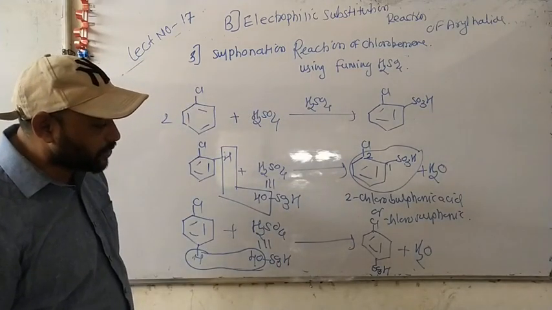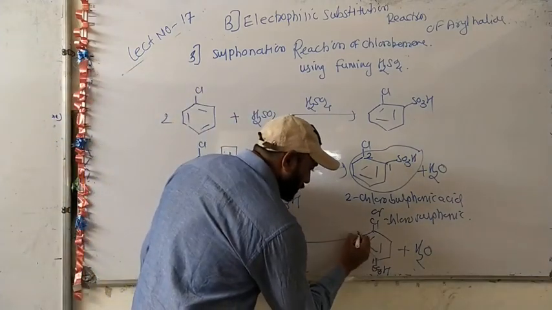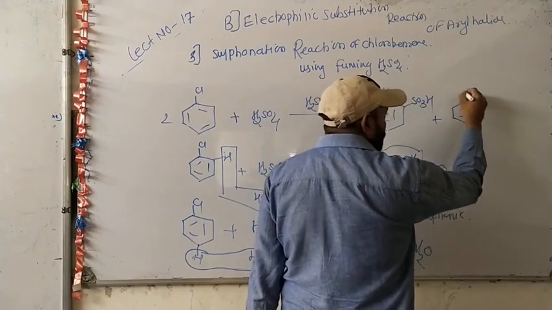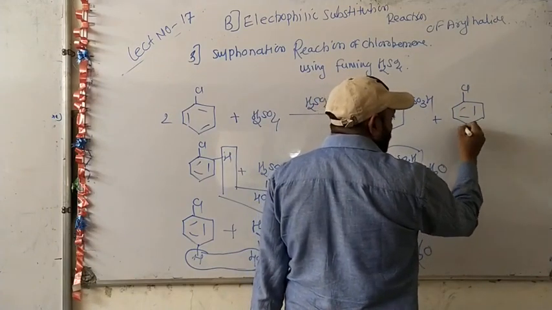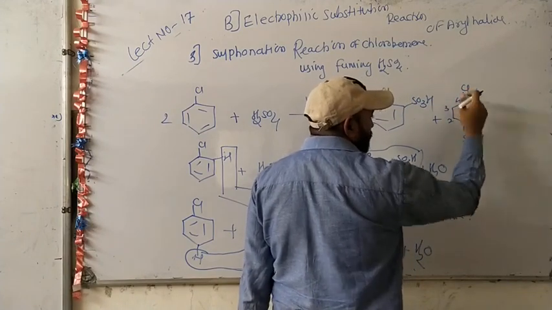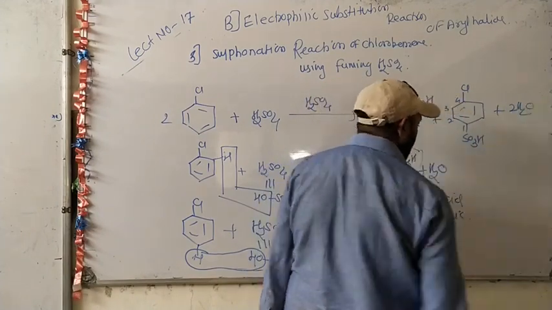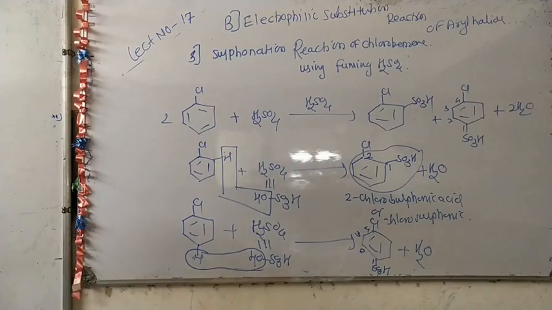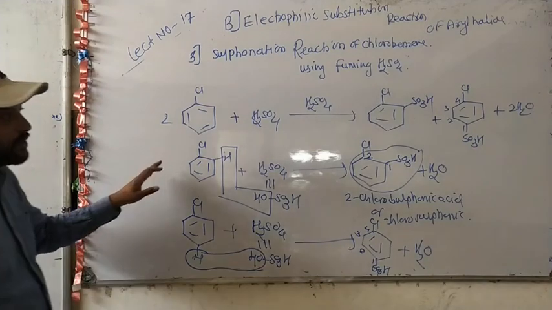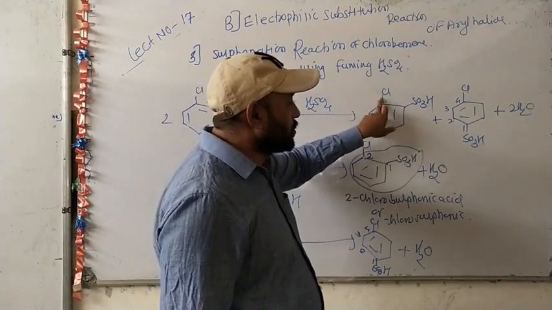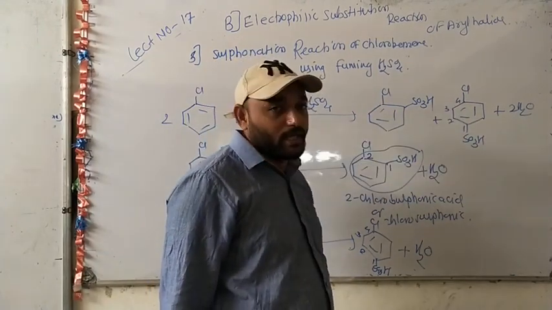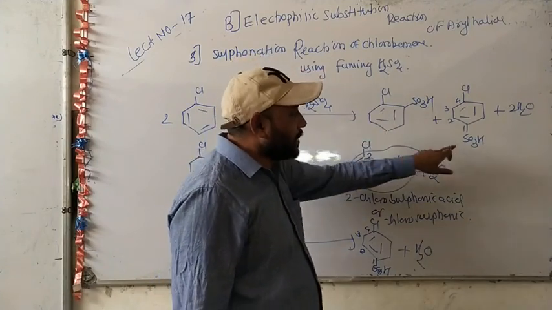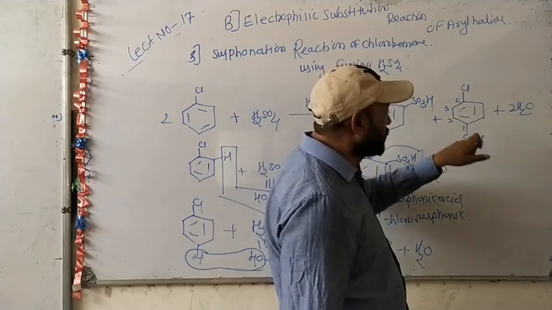So what is the second product formed? The second product is 4-chlorosulfonic acid. 1, 2, 3, 4. 4-chlorosulfonic acid plus 2 times H2O. This one time, this one time. So sulfonation of chlorobenzene gives two products, ortho-chlorosulfonic acid and para-chlorosulfonic acid. The ortho-chlorosulfonic acid is also called 2-chlorosulfonic acid, and para-chlorosulfonic acid is also called 4-chlorosulfonic acid.